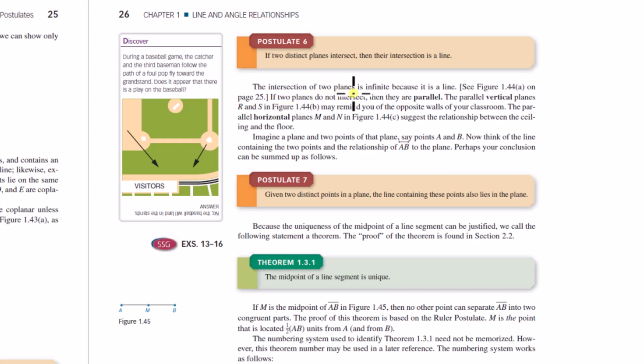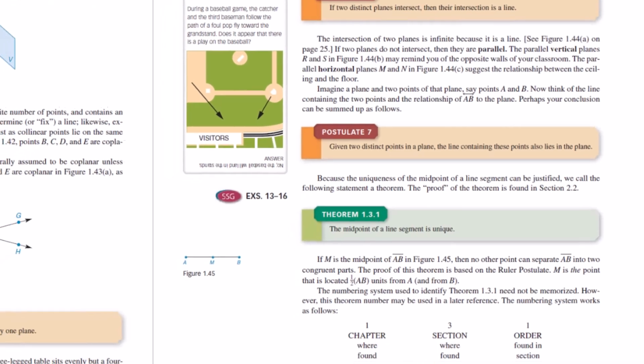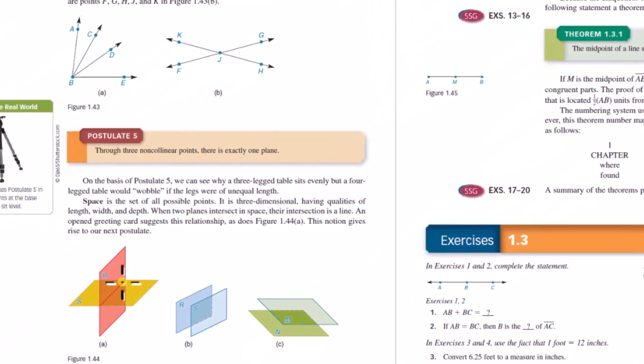The intersection of two planes is infinite because it is a line. Exactly. But with two lines intersecting, it wasn't infinite. It was one point. So if we come back here, there's the line, right? See that line?